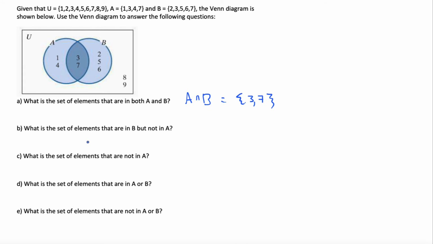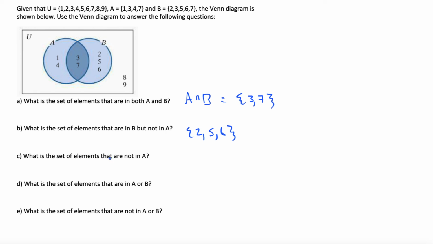Okay. What is the set of elements that are in B but not in A? So we can look at the set B. These are all the elements that are in set B. This is the circle here that represents the elements in set B, but we also want to see what are the elements that are in B but not in A. So essentially we're going to take this circle and take these guys out, the elements that are in A. So this answer would be 2, 5, and 6. Okay, so we can agree that these are in B but not in A.